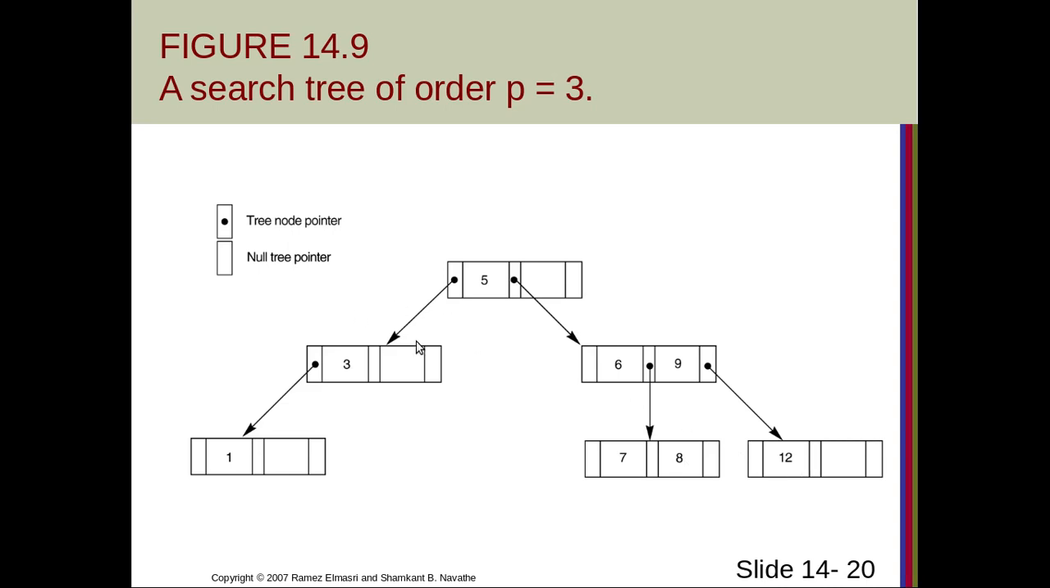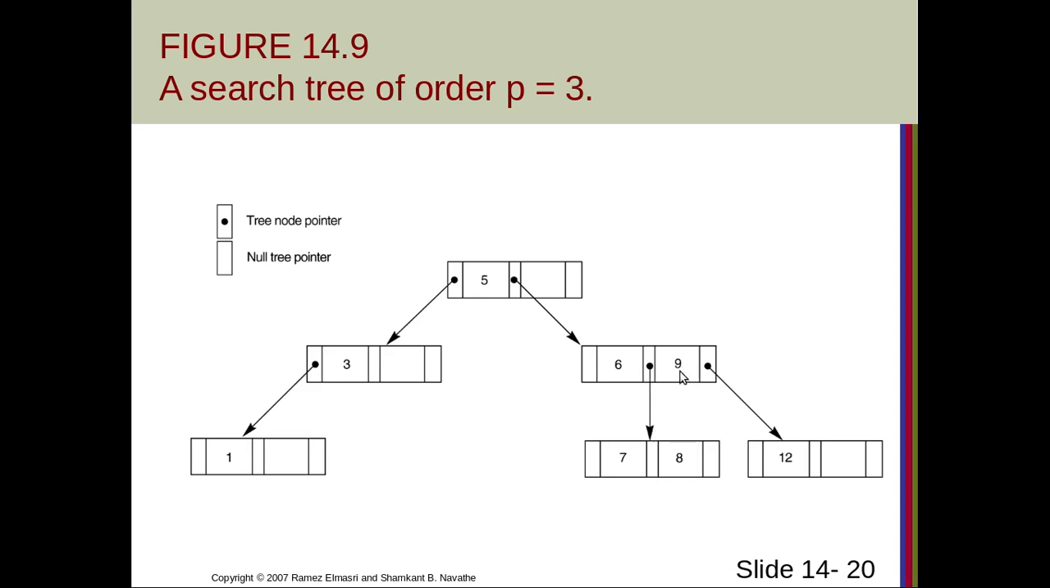See, you come to this node where the data value is 3. It has a left subtree with key value 1, that means less than 3. Go to the right, immediately after 5, that is pointing to a node which has 2 key values, 6 and 9. In between 6 and 9, it is pointing to another node in which you have 7 and 8. Those 7 and 8 are in between 6 and 9.